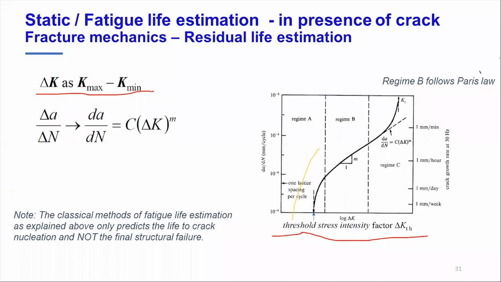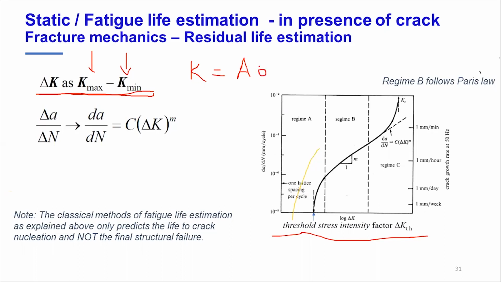if you have a crack inside your body, then the life of the component is regulated with respect to delta K, which is delta stress intensity factor, stress intensity factor K max and stress intensity factor K mean. So it is not really strain or stress, it is stress intensity factor which governs your life in the presence of a crack.